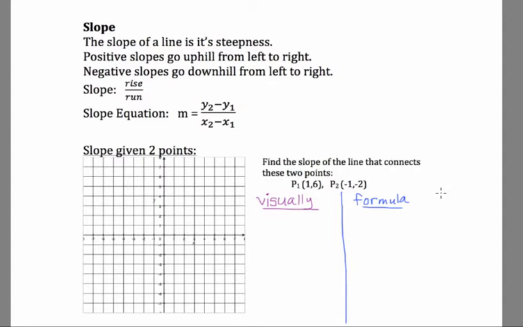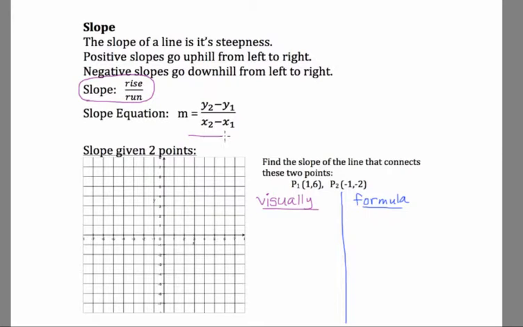In this video, we will more formally examine the idea of slope. The slope of a line is its steepness. Positive slopes go uphill from left to right. Negative slopes go downhill from left to right. We've already looked at slope as the rise over the run.